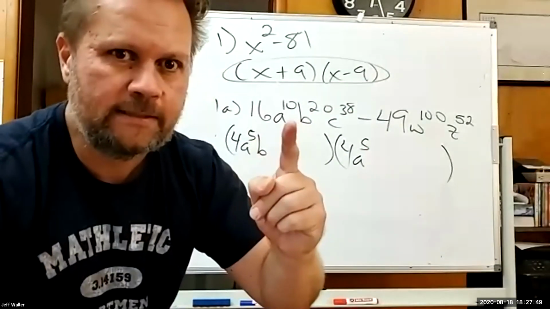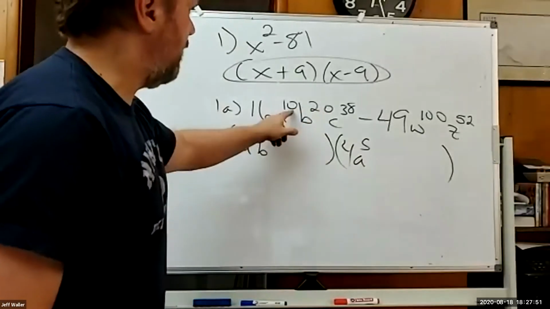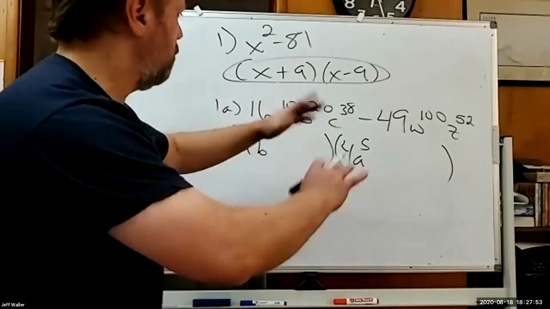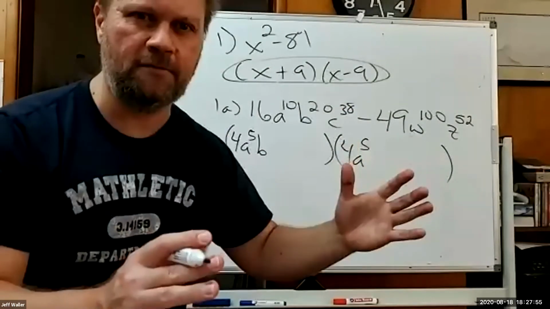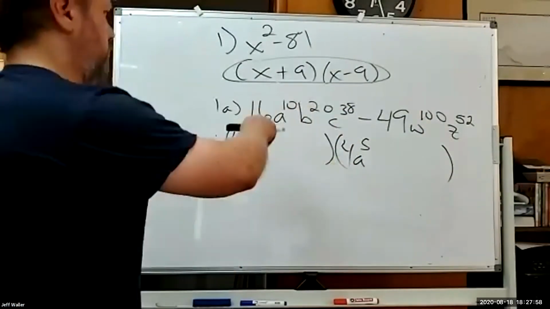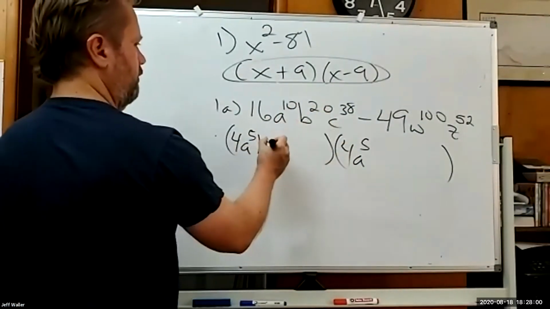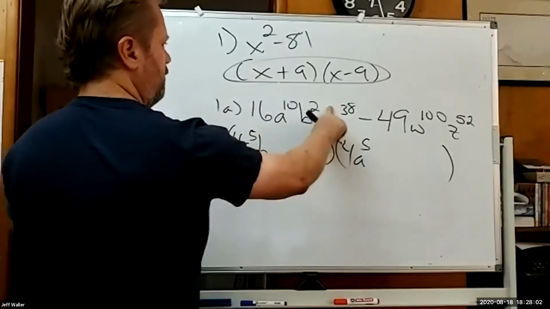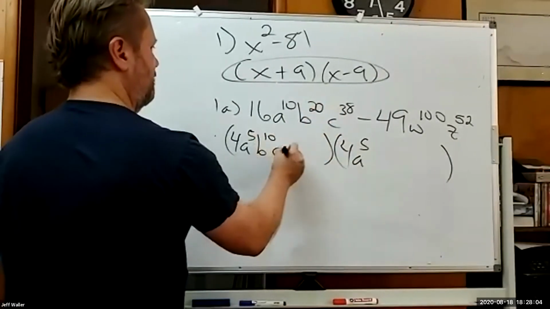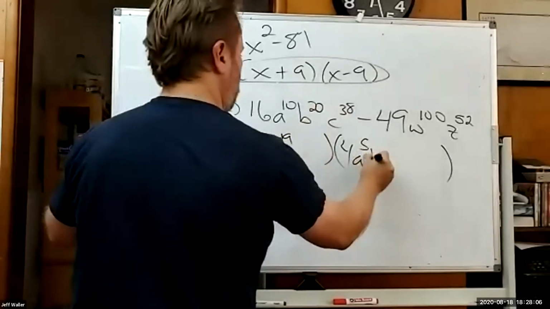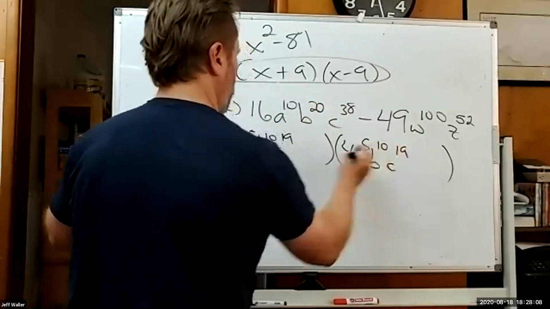I like it. So there is no 10. There are 10 A's, but I'm not doing the square root of 10. There is no 10. There is no spoon. So this would be b to the 10, c to the 19. So the same thing here. Did I give myself enough room? Probably not.